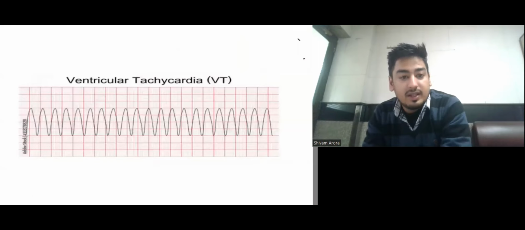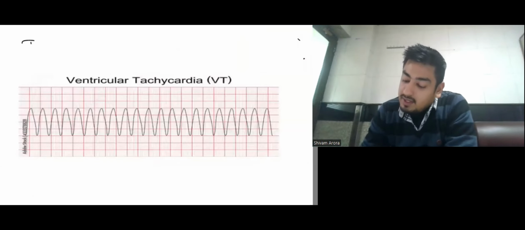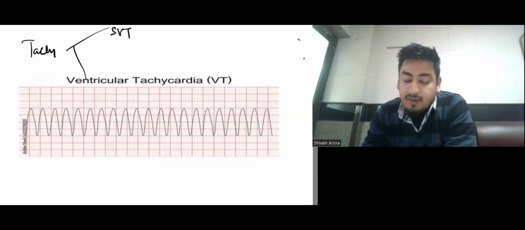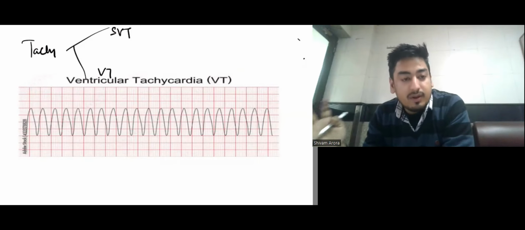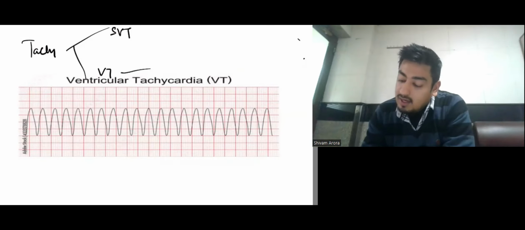Now let us come to arrhythmias, tachyarrhythmias. There are two types of tachyarrhythmias: SVT, that is supraventricular tachycardia, and VT, that is ventricular tachycardia. For your exam purpose, any broad complex tachycardia is a ventricular tachycardia, and any narrow complex tachycardia is an SVT.